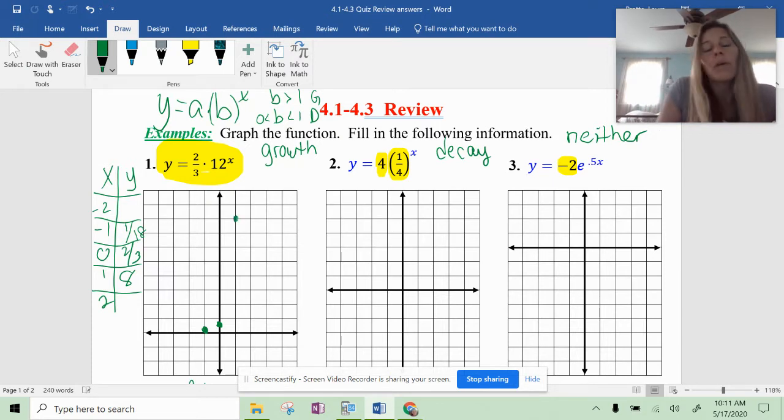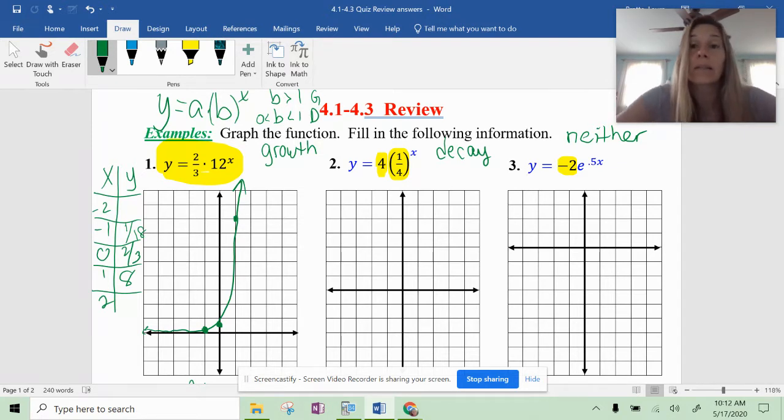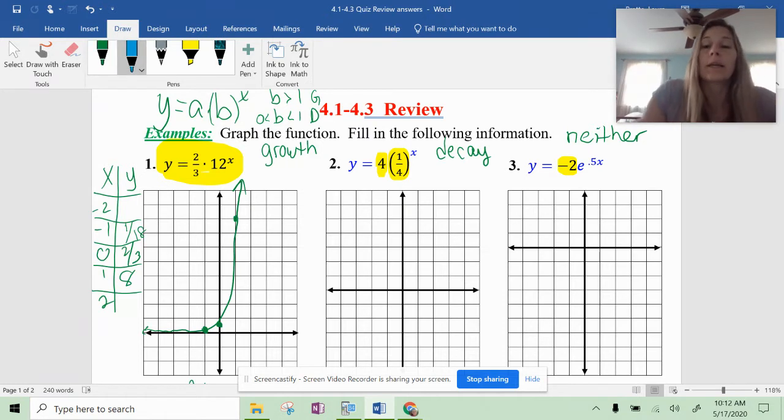And that would be there. And we know an exponential growth function is going to look like this. Now, of course, our asymptote is just the x-axis in this case because it's just y equals 0. So now if we go to the next problem, which we know is a decay function, it's going to kind of look like that.